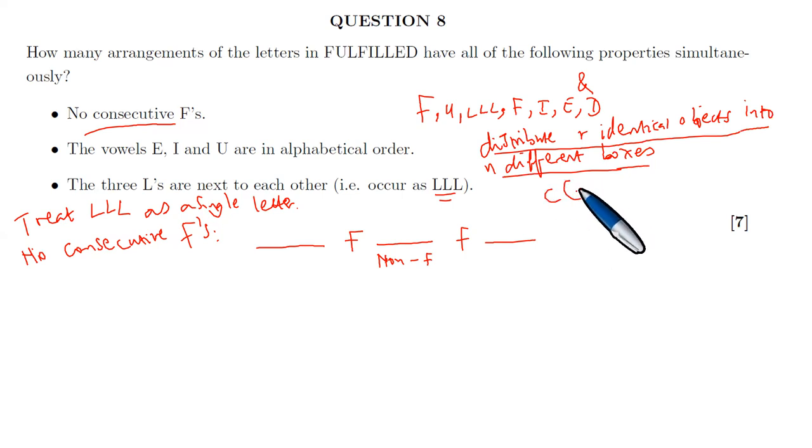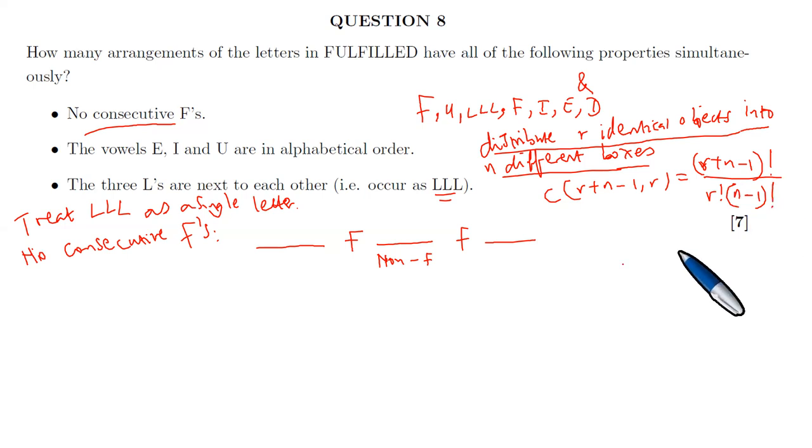So it is N choose R plus N minus 1 choose R. And this can be written as (R plus N minus 1) factorial over R factorial times (N minus 1) factorial. So you can write it like that, or you can leave it like the other one. So this has to do with identical objects.